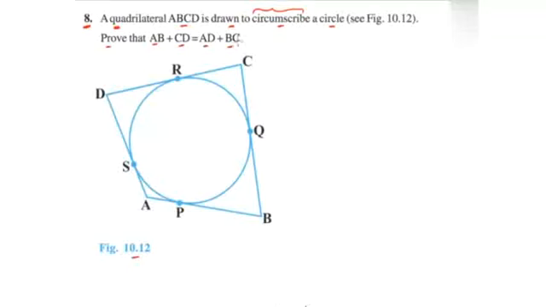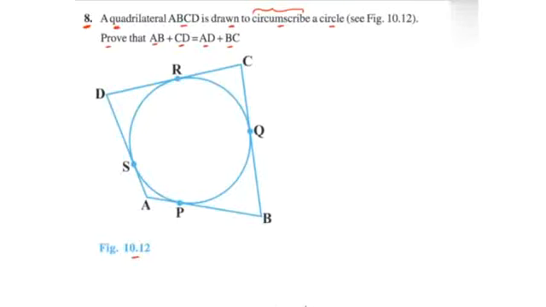So we basically have to prove that the opposite sides of the quadrilateral have the same sum. So AB and the opposite side CD have the same sum as AD and the opposite side BC. Okay, so the logic to solve this problem is actually very simple.